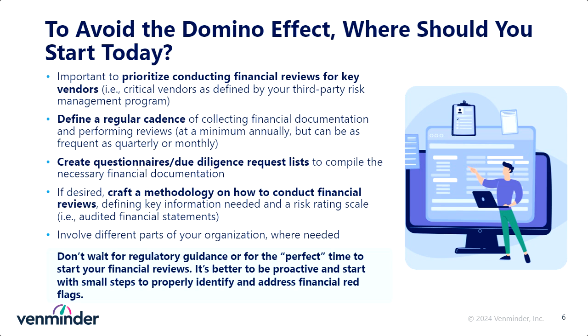So the next question you may have is how you avoid the domino effect and where you should start. It's important to first prioritize conducting these financial health reviews on key vendors, which can be defined as your internal risk management program defines them. Criticality levels is also a great place to start. So if the vendor is very critical to your organization, you probably want to prioritize those financial reviews on those subsets of vendors. You'll also want to define a regular cadence at a minimum on an annual basis, but you can do it as frequently as quarterly or even monthly as your time allows and as you have the staffing or ability to do so.